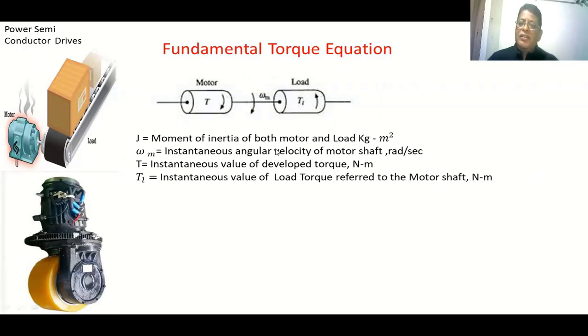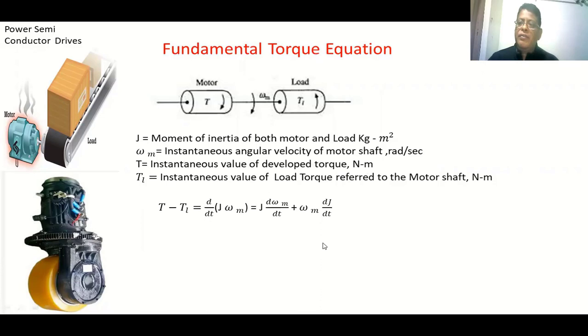Now we are predefining some of the terminology we are going to use in the fundamental torque equation. J is the moment of inertia of both the motor as well as the load, in kg meter squared. Omega m is the instantaneous angular velocity of the motor shaft in radians per second. T is the torque developed, that is, the generated torque in the motor, in Newton meter. TL is the instantaneous load torque referred to the shaft of the motor, in Newton meter.